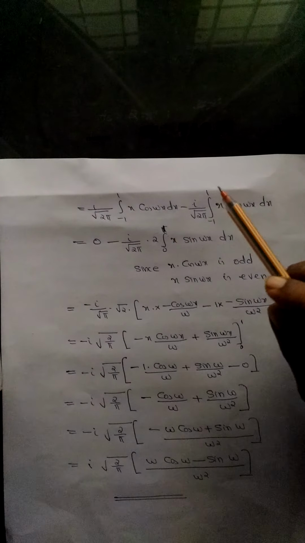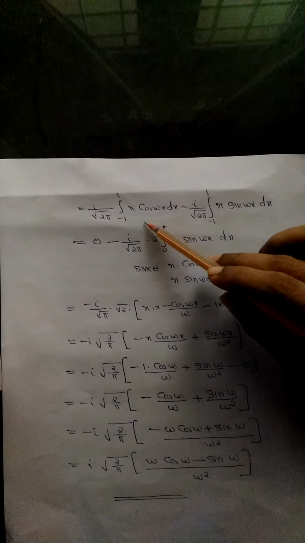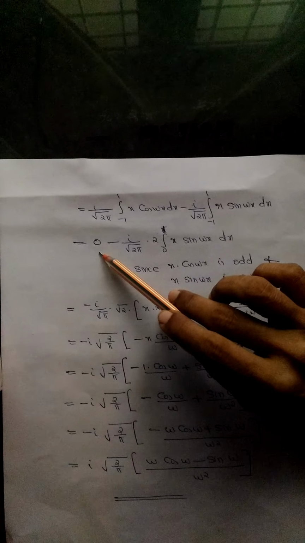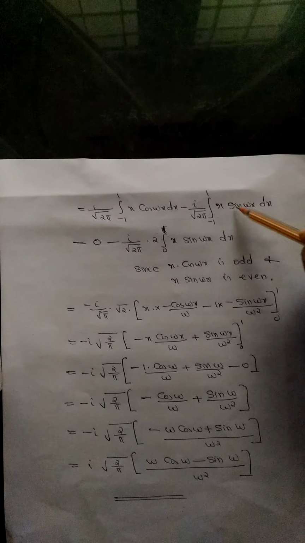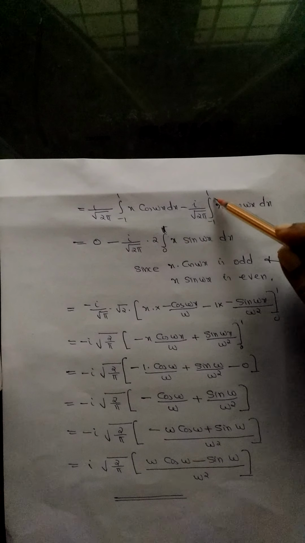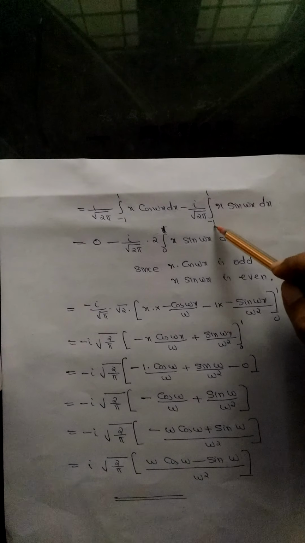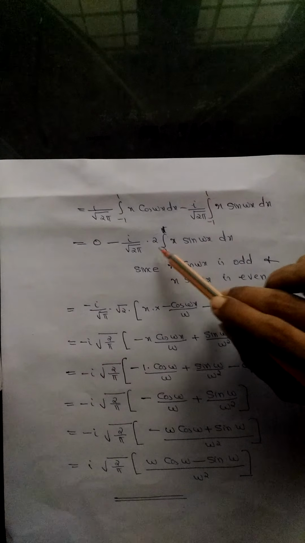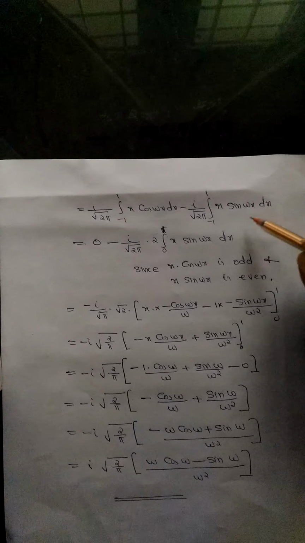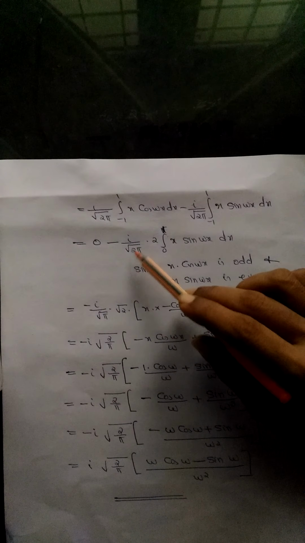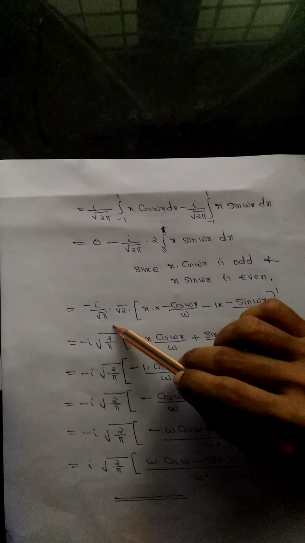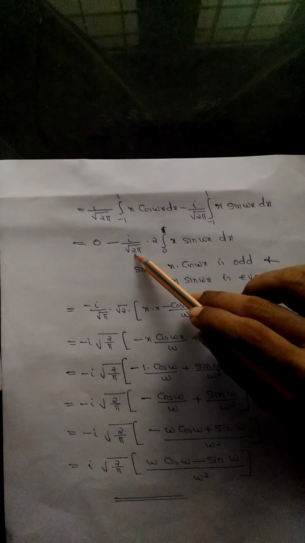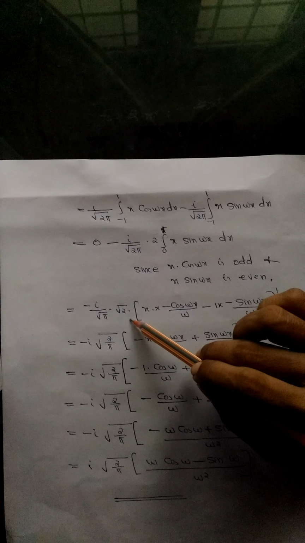So in the first integral, integral minus 1 to plus 1 of x into cos omega x dx, the integrand is an odd function, so this value is 0. And in the second integral, the integrand is an even function, so the second integral can be written as 2 times the integral 0 to 1. So this becomes minus i divided by root 2 pi into 2 times integral 0 to 1 of x into sin omega x dx. So this equals minus i divided by root pi, where this 2 can be written as root 2 into root 2, and one root 2 cancels. So it becomes minus i by root pi into root 2.